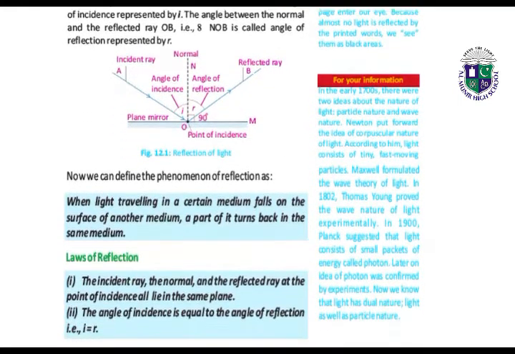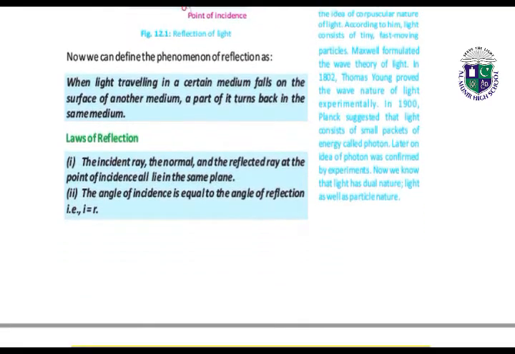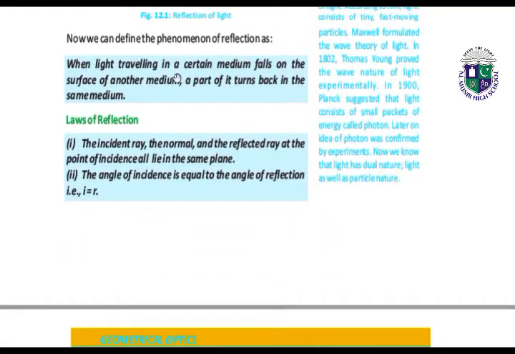Now we can define the phenomena of reflection of light. When light traveling in a certain medium falls on the surface of another medium, a part of it turns back in the same medium. So this is called the reflection of light, the phenomenon of reflection of light, and it depends on two laws.